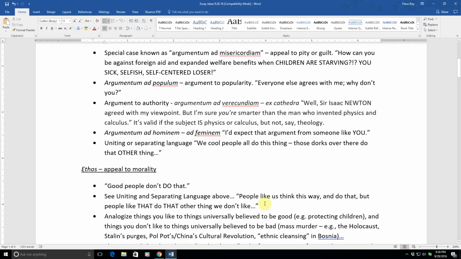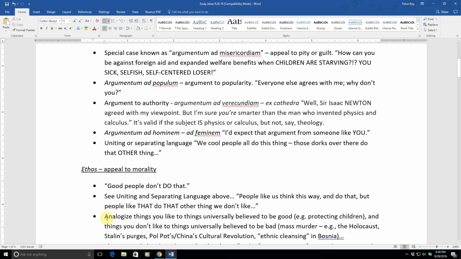Again, that's kind of middle school, high school level logic, or lack of logic. It's a logical fallacy. So you can analogize things you like to things universally believed to be good. So, protecting children, perhaps censorship. Well, I don't like that TV show. I think it's smutty. I think it's too violent. And gosh darn it, I don't think I'd want children watching it. Would you want your children watching that? So if you want to protect children, you should let me decide what gets to be on television and what doesn't. Otherwise, you're a bad person.